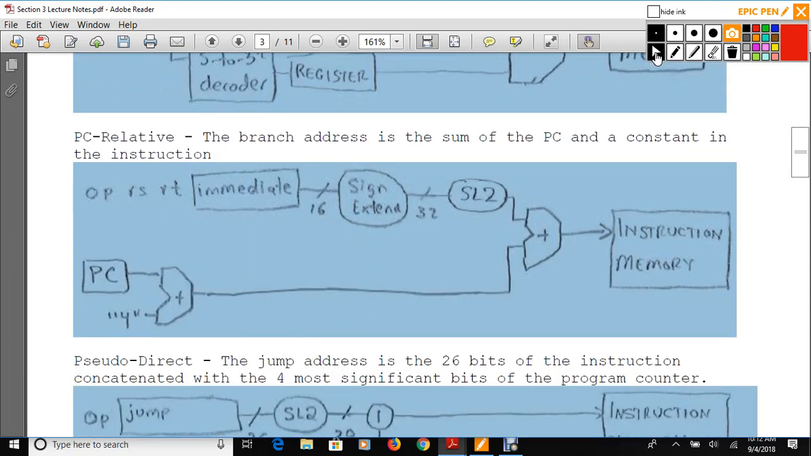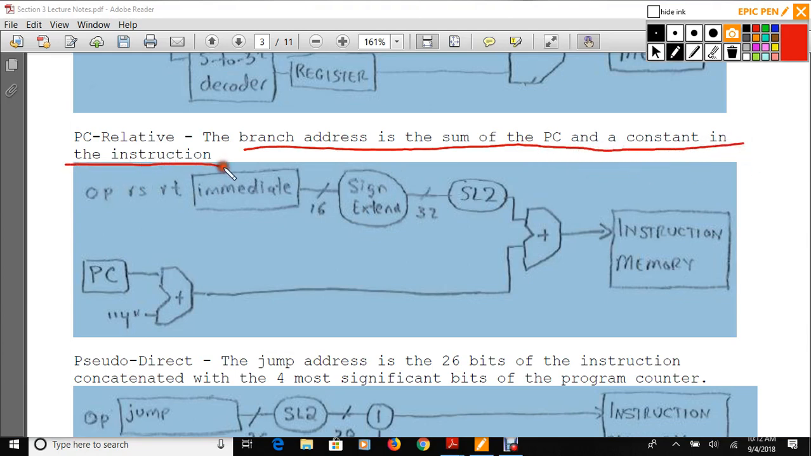Okay, so PC relative, right? The branch address is the sum of the program counter and a constant in the instruction. All right, so I've alluded to branching. We're going to formally define it a little later. But if you have i equals j, if you've met the condition, you're doing the instructions inside the if statement. Branching is what happens when I don't want to do it. I want to branch past those. So we have a differentiation between jump, which allows me to go to any address, and branching, which is specifically for if statements. Okay.